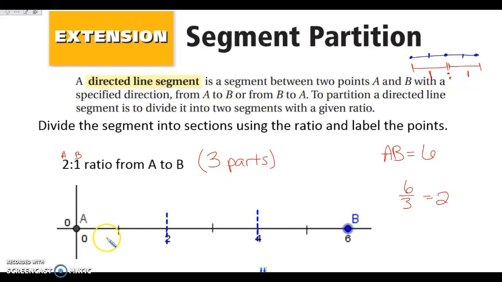So now I want 2 parts on the side with A, because that's my ratio with 2. So I'm going to go 1 part, 2 parts. So right here is the point that I'm looking for. So I have 2 equal parts over here and 1 part over here. So I have a ratio of 2 to 1. If you have any questions, write those down on those printed notes.